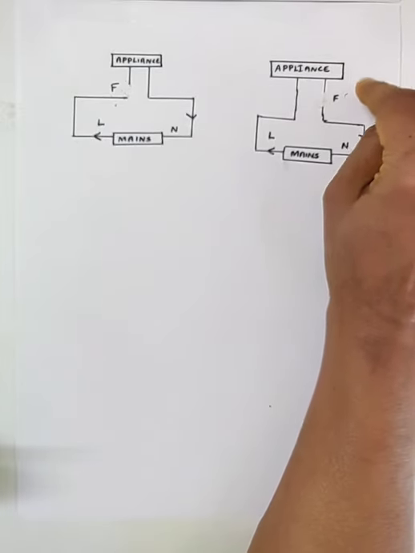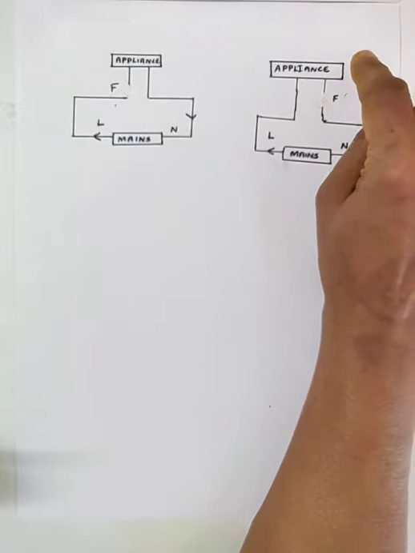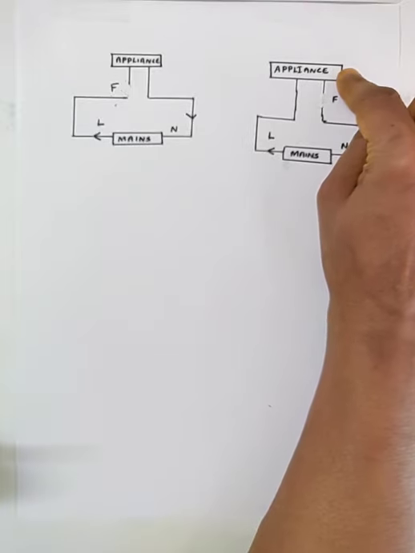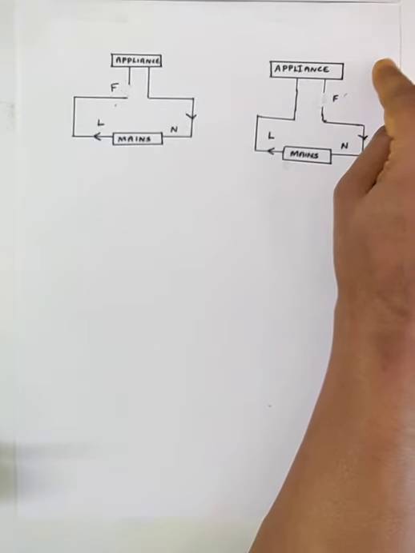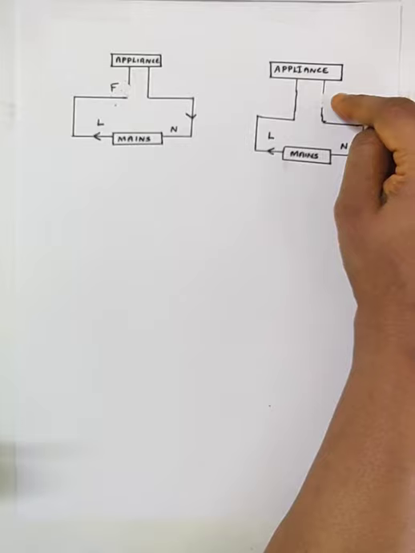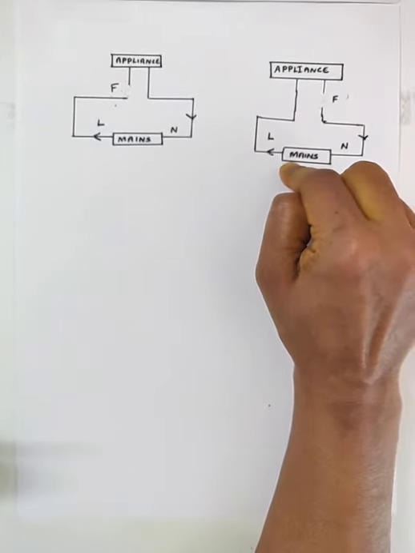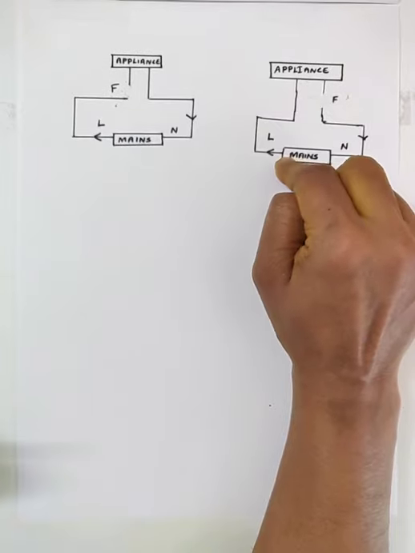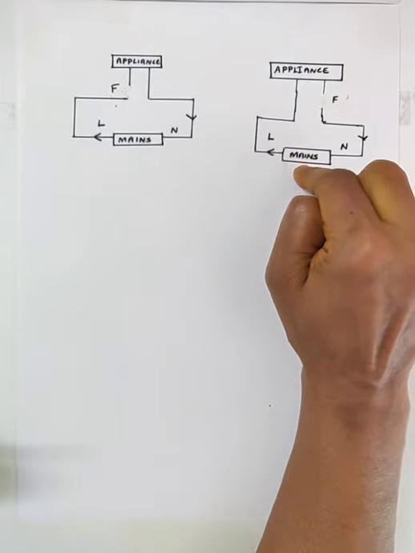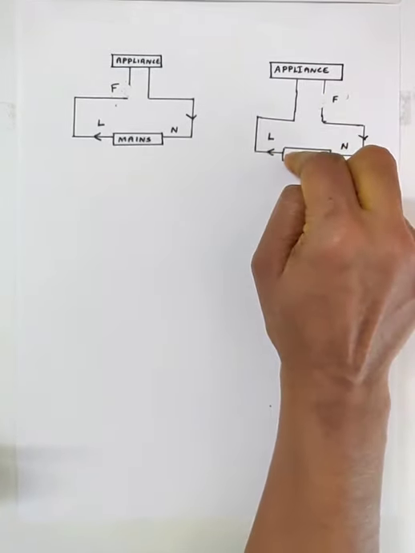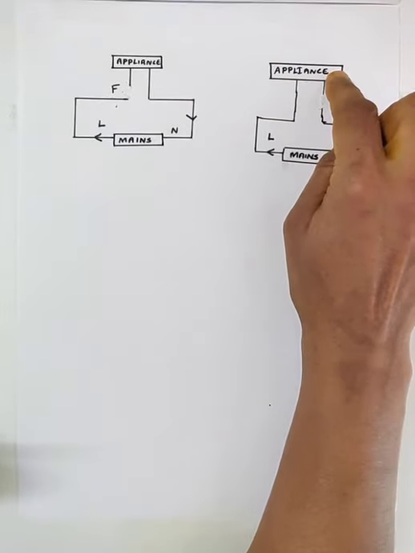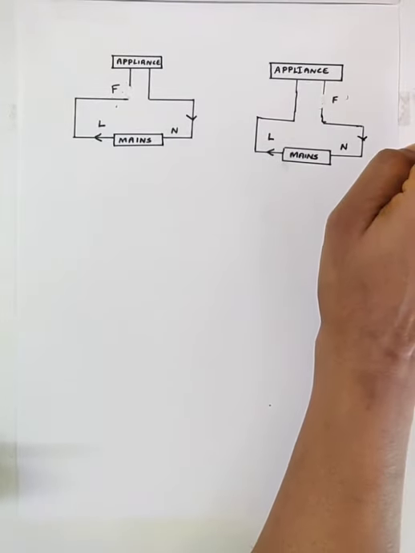But this time we cannot touch the appliance to carry out the work. If the person touches the appliance, he may get an electric shock because though the fuse blows off, the appliance is still in contact with the high potential through the live wire. That is, the appliance is in contact with the mains through the live wire. So the person who touches the appliance may get an electric shock.